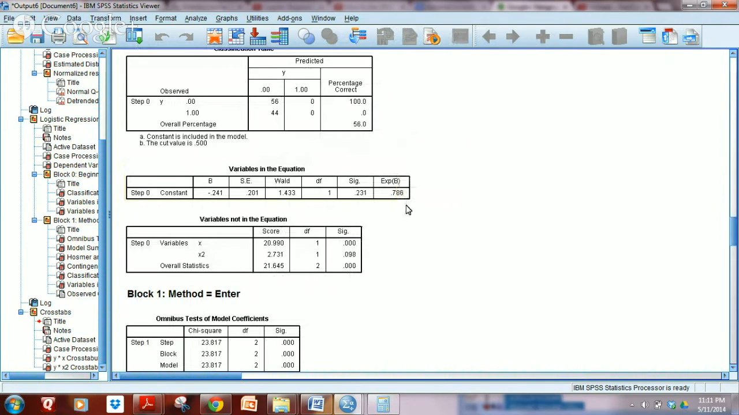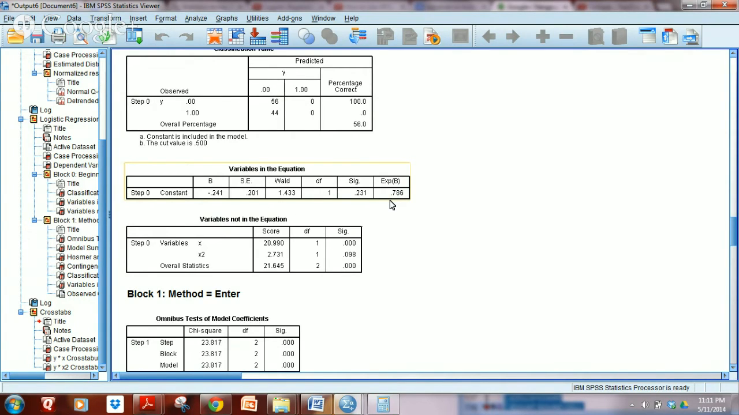When we're looking at the variables in the equation, we're just looking at the constant. We're not having any independent variables. And we're going to look at this a lot more when we actually have independent variables to look at in the equation, but we're going to be looking at the unstandardized B. We're going to be looking at the Wald, the significance of the Wald, and the exponentiated B.